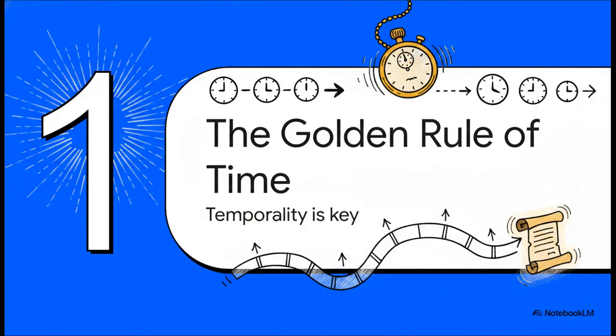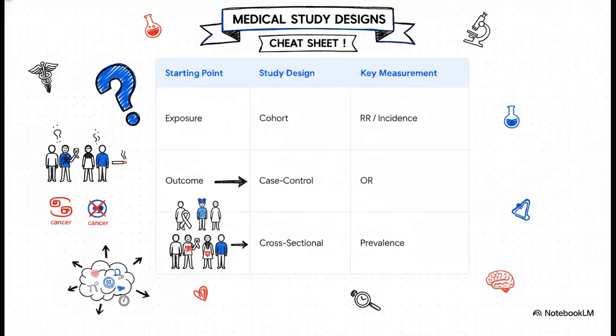Section 1, the golden rule of time. Temporality is everything. Think of this matrix as your ultimate cheat sheet. When you're staring down a convoluted vignette, the absolute first question you have to ask yourself is, what is the starting point of the researchers? If they're grouping patients by exposure, like, say, smokers versus non-smokers, it's a cohort study, and your key measurement there, that'll be relative risk or incidence. But if they group patients by the outcome, like separating those with cancer from those without, well, now you're looking at a case control study, and you always pair that with an odds ratio. What if they measure everything all at once? That's cross-sectional, which gives you prevalence.